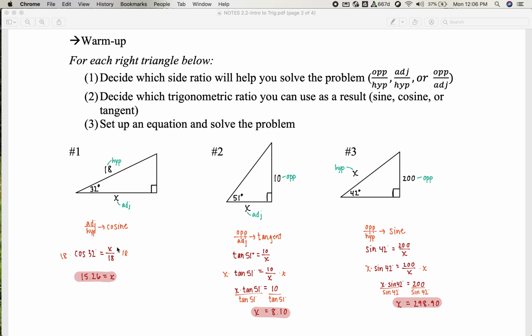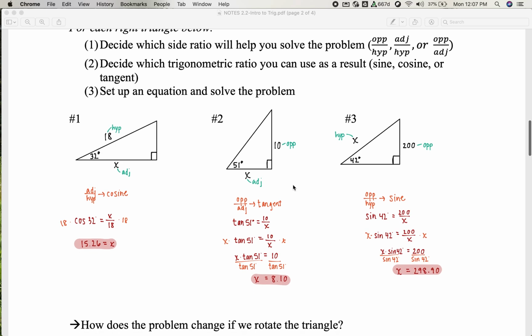Now I have a little algebra equation I can solve. X is currently being divided by 18, so if I multiply both sides by 18 to undo the division, I can now go to my calculator and type 18 times the cosine of 32, and I should see 15.26, which is therefore the length of this side that we were trying to find. Let's take a look at a couple more.